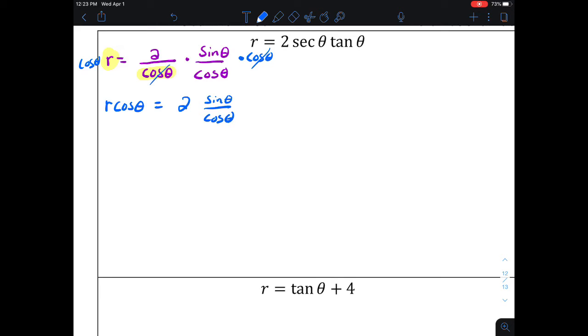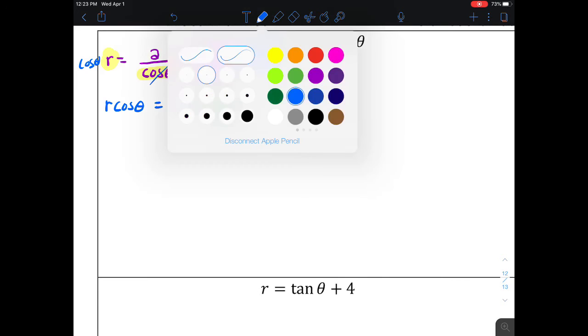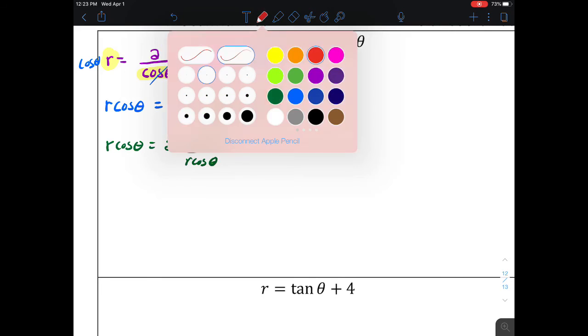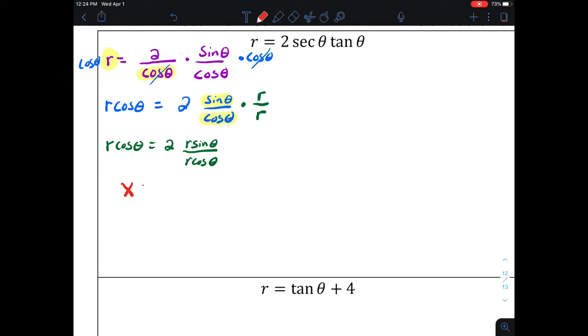Well, we have the r times cosine on the left. I just need these two trig functions on the right-hand side to both be multiplied by r's. So my approach is I'm going to multiply the top and the bottom both by r of that fraction there, and that's going to give me r cosine of theta is equal to 2 times r sine of theta divided by r cosine theta. And at this stage, we can convert everything now. And so I would have x equals 2 times y over x.